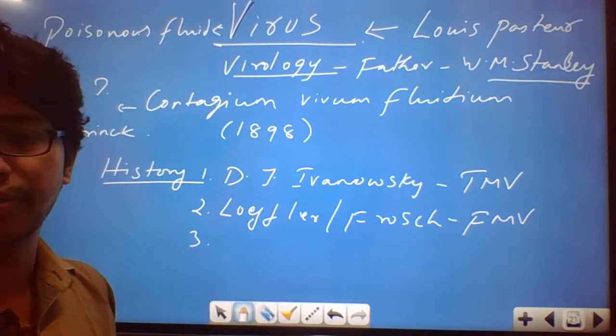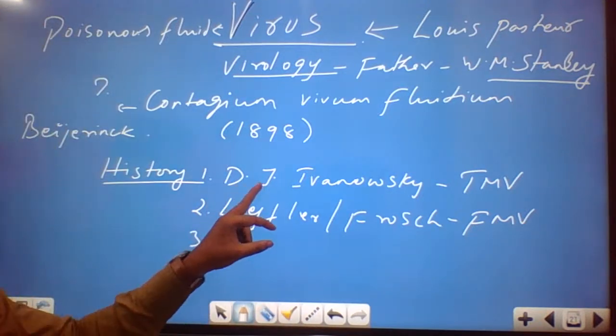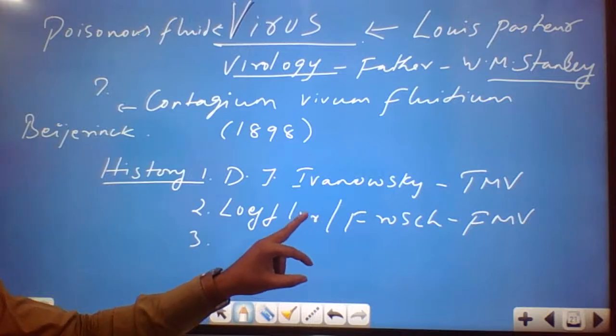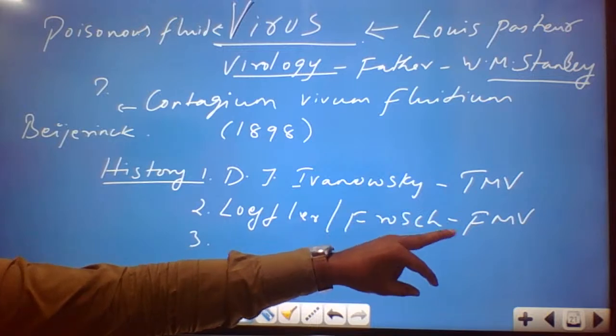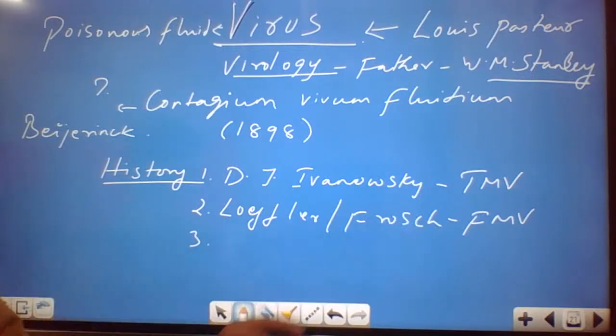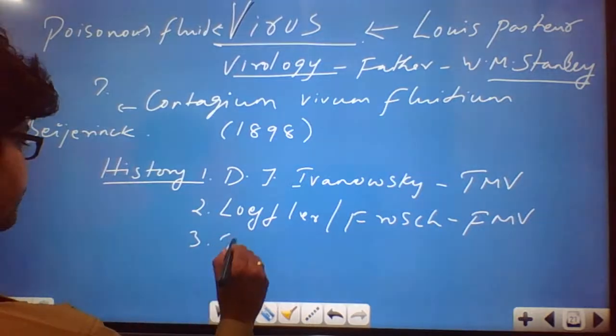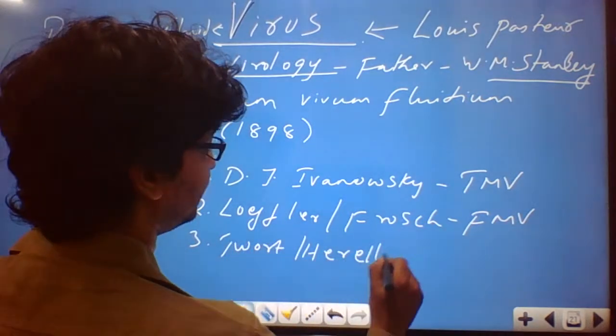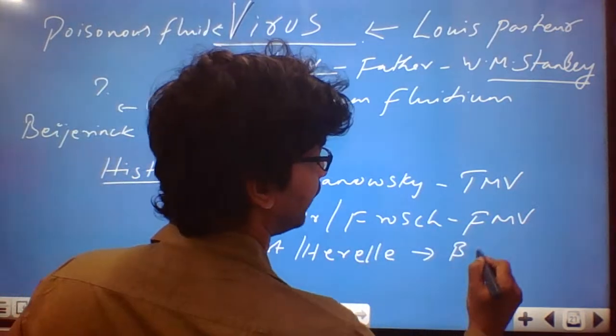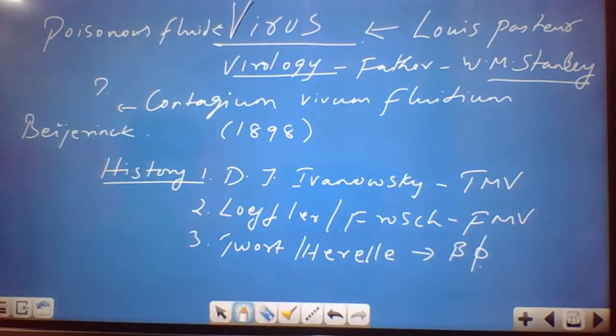Definitely viruses are smaller than bacteria. So Ivanovsky for the tobacco mosaic virus, Loeffler and Frosch for FMV. What's the FMV? Foot and mouth disease, foot and mouth viruses. And Landsteiner, popular, and we have what, and Herelle? These guys identified the first bacteriophages, by Stuart and Herelle.